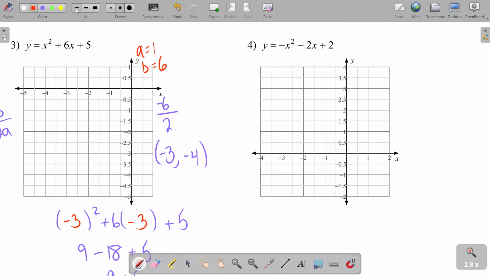So I'm going to start by going to my vertex, which is at left 3. 1, 2, 3, down 1, 2, 3, 4. And again, this one opens up, which is good. If it opened down, I'd be concerned. So where do I go? Yep, 1, 1. The next one is 2, 4, right? So we go right 2, up 1, 2, 3, 4. That's it.